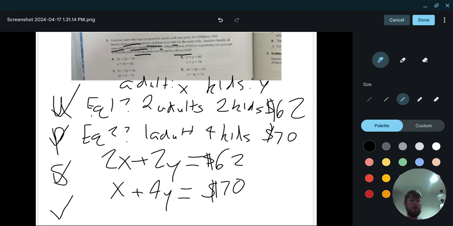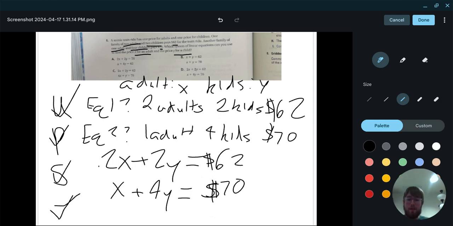So now we can check this just to make sure that we didn't miss anything. Let's reread the problem quickly one more time. Scenic train ride has 1 price for adults and 1 price for children. We know that because adults are X and children are Y. That's given. 1 family of 2 adults, that would be 2X, and 2 children, that would be 2Y, pays $62 for the train ride. Another family of 1 adult, that would be 1X, plus 4 children, that would be 4Y, pays $70. And I'm going to make sure that this doesn't look like 170. That's still a dollar sign. It pays $70. So now we've checked our answer.